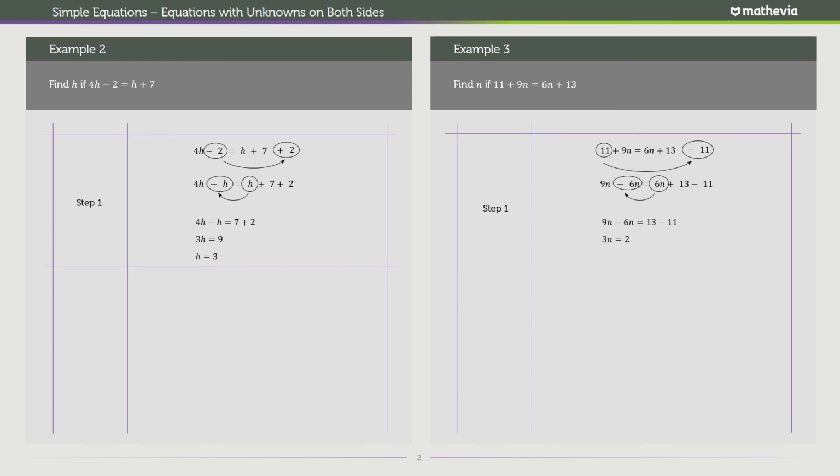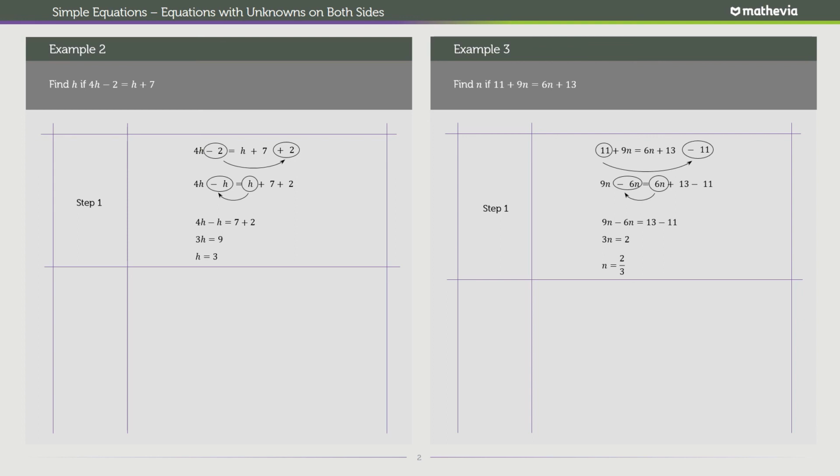We have 9n minus 6n is 3n. 13 minus 11 is 2. We just go ahead and divide both sides by 3, and we should end up with n. 3n divided by 3 is n, and 2 divided by 3 would leave you with 2 over 3. And that's it. Very simple, very straightforward.